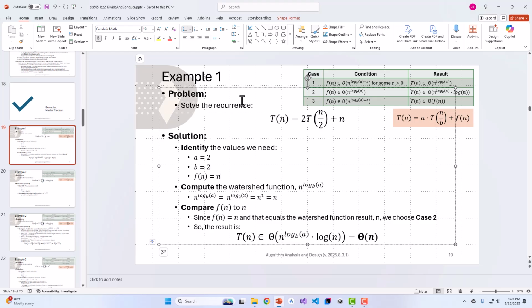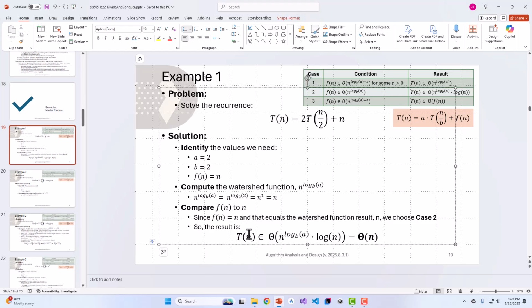So we're going to compute the watershed function. That's our second major step: n to the power log base b of a. So we end up with n to the log base 2 of 2, because both of these are 2, and we get n to the power 1, and that's just n. So that's the result of the watershed. Now, since we have the watershed, we can compare f of n to n. Since f of n is n, and that equals the watershed result n, we should choose case 2.